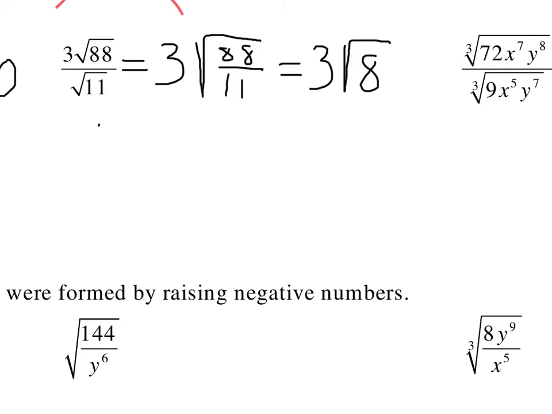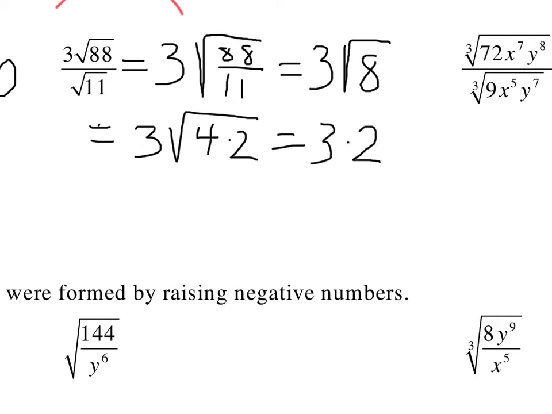And can we simplify that? Sure we can. 8 has a perfect square as a factor. Do you know what it is? 8 is 4 times 2. And what is the square root of 4? It's 2. So we take the square root of 4, it comes out of the radical, but that other 2 has to stay under the radical.